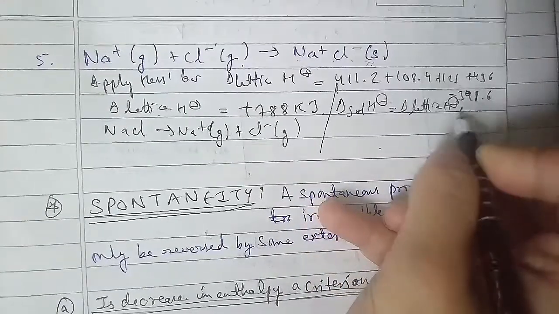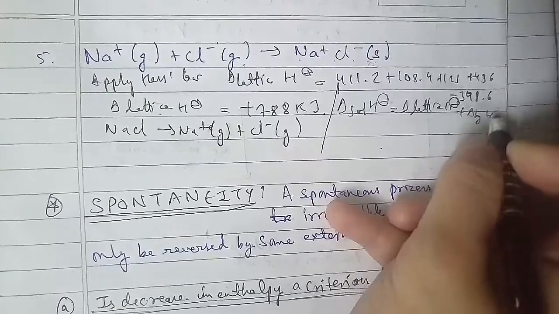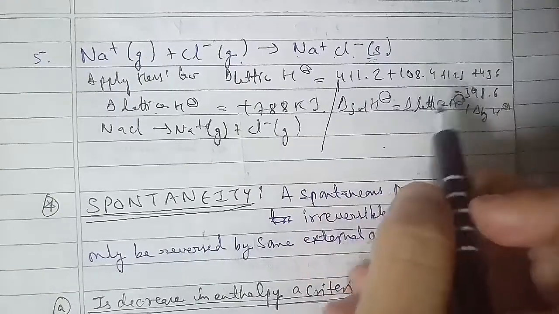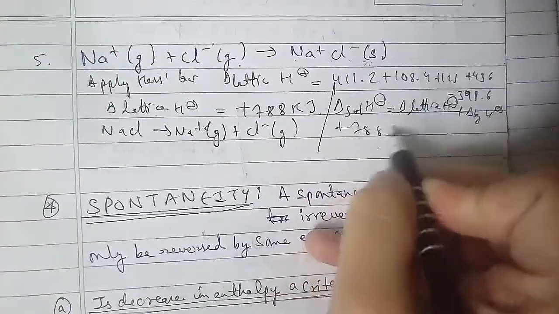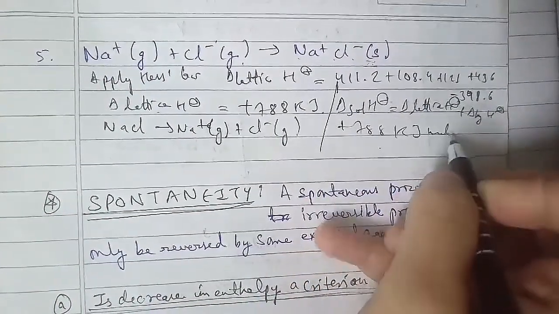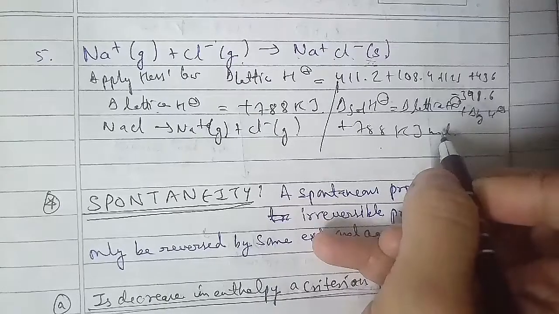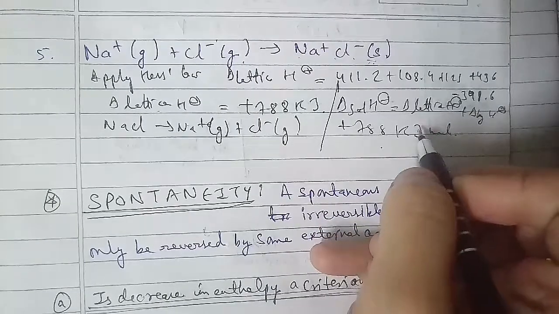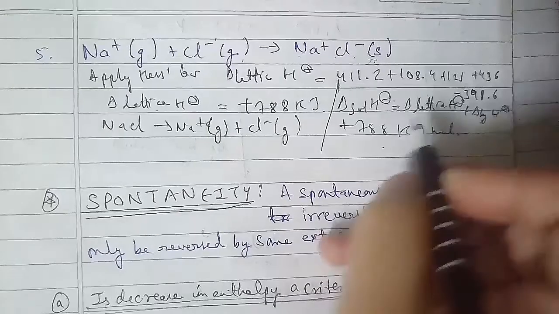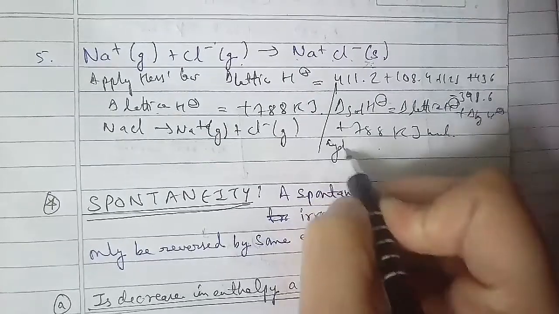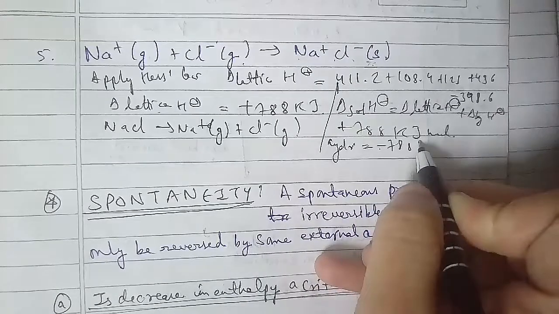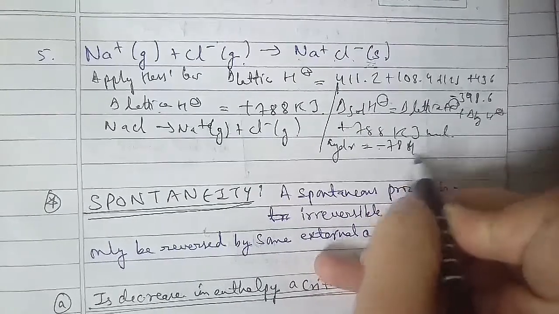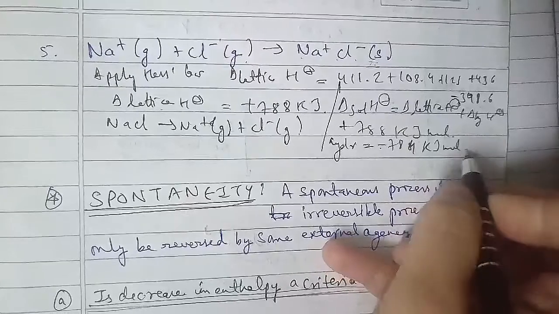So we find the enthalpy of solution: plus 788 minus 784 kilojoule per mole gives 4 kilojoule per mole. The dissolution of NaCl is accompanied by only a little heat change, as we see with reference to NaCl.